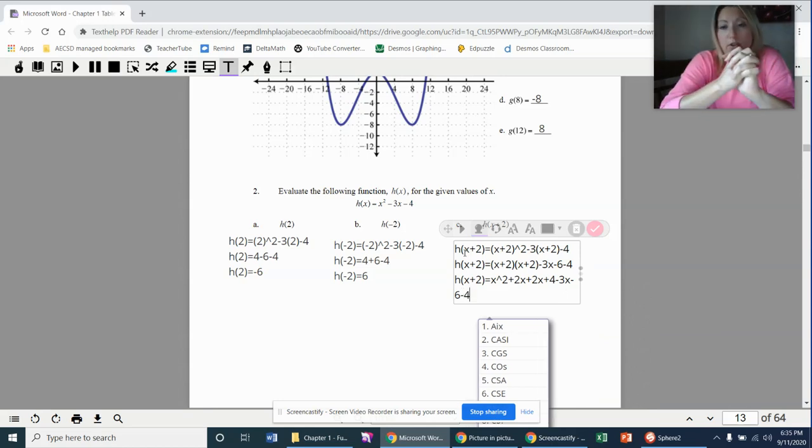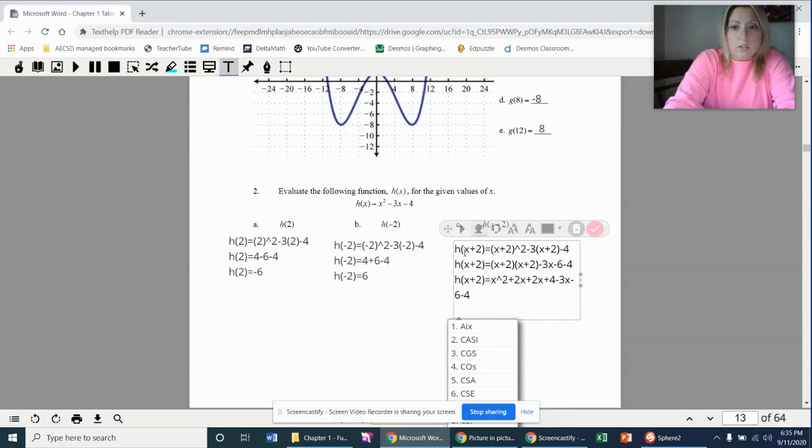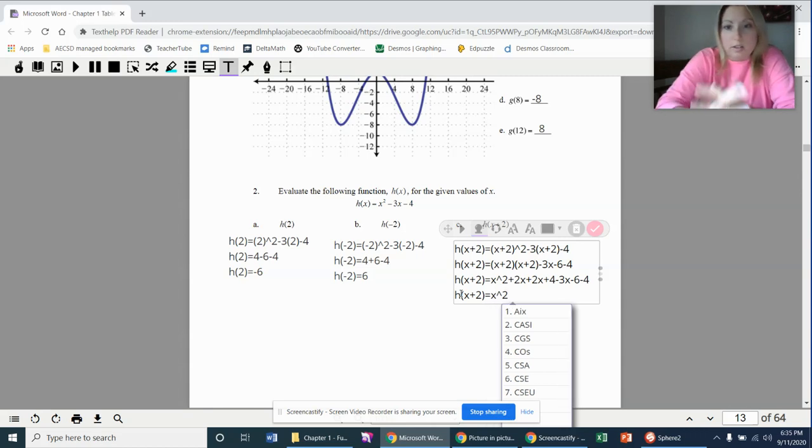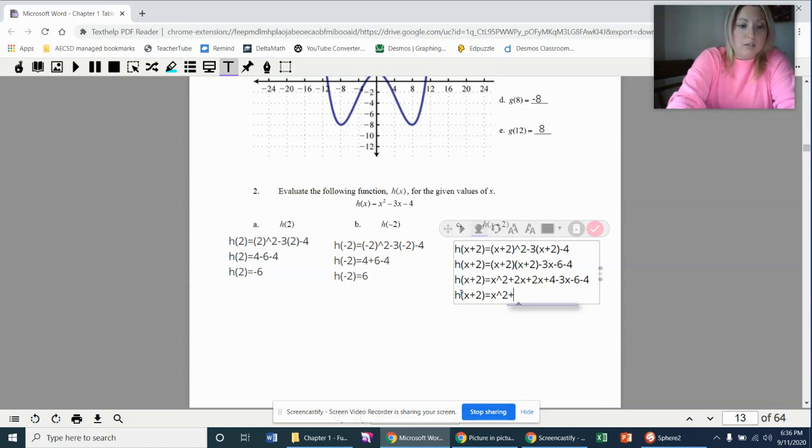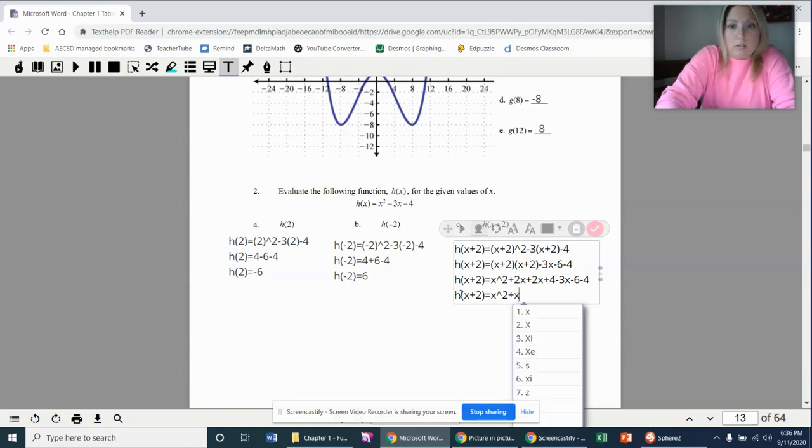And now let's combine everything that we can combine, the like terms. There's nothing else that's like the x squared, so that's going to come down to this last line here. Now there's a 2x plus a 2x minus a 3x. 2x plus 2x is 4x. 4x minus 3x is a positive x. Positive 1x right there.